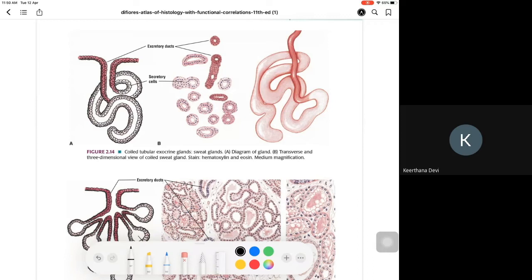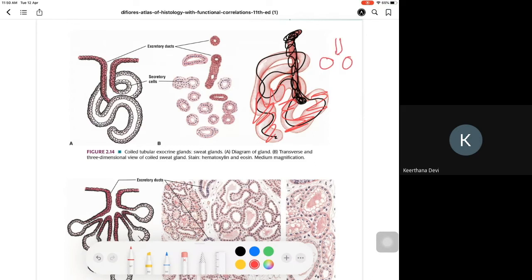So see, this is the same gland that is getting coiled, whereas this portion is the duct, and this portion is the glandular portion. Usually the glands will be like this and ducts will be seen separately in other organs. Whereas in sweat gland, it's a coiled tubular exocrine gland. You have to understand, and they are lined by cuboidal cells. And remember I told you the height is equal to the width. That's why they are cuboidal cells.